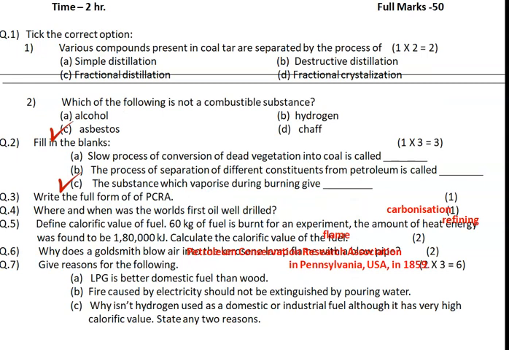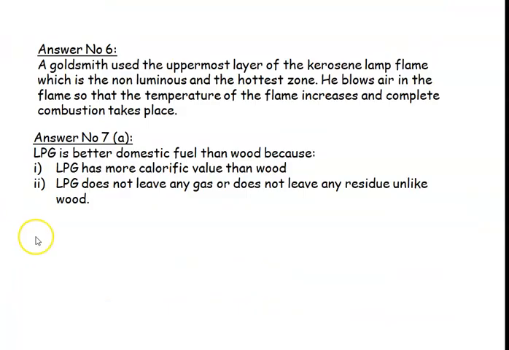Then after question number 6, we have question number 7. Give reasons for the following. Question number A, LPG is better domestic fuel than wood. So why is it so? Because LPG has more calorific value than wood. So when a fuel has more calorific value, then it's more efficient. The next is LPG does not leave any residue, unlike wood. After burning wood, we get a lot of residues including smoke, but in case of LPG there is no such case.